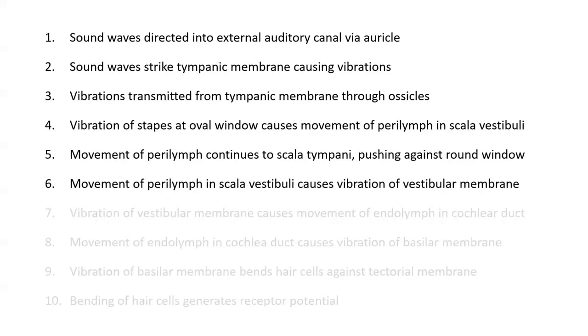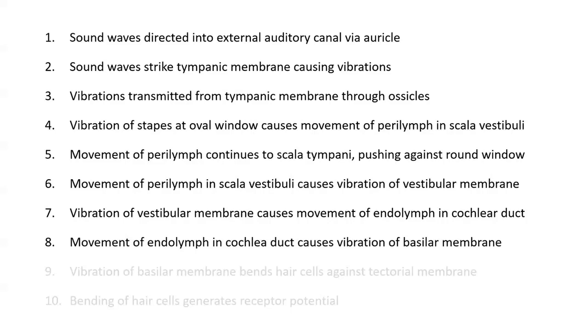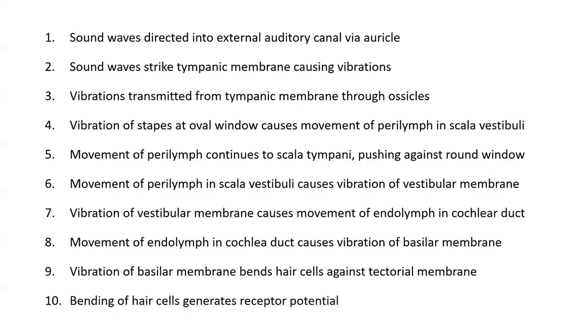Movement of perilymph in the scala vestibuli, so we're now back in that top channel, causes vibration or movement of the vestibular membrane. Vibration of the vestibular membrane causes movement of the endolymph within the cochlear duct, which is that middle channel. Movement of endolymph in the cochlear duct causes vibration of the basilar membrane. Vibration or movement of the basilar membrane bends the hair cells up against the tectorial membrane, and bending of the hair cells generates the receptor potential.